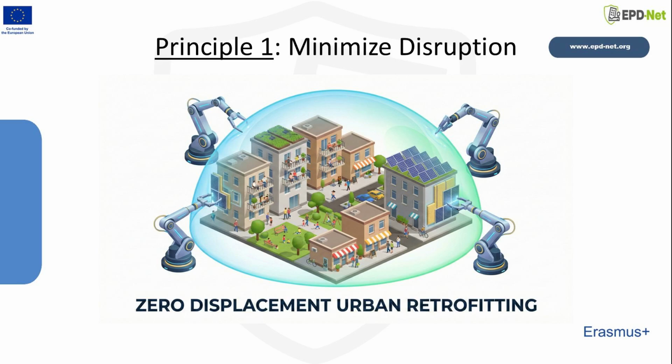Minimizing disruption is especially important in dense neighborhoods, active public spaces, and communities where social networks are essential for daily life and recovery. If retrofit actions create major instability, they may undermine the very resilience they aim to support. A careful retrofit approach therefore seeks to improve performance while allowing residents, services, and local activities to continue as smoothly as possible throughout the process.